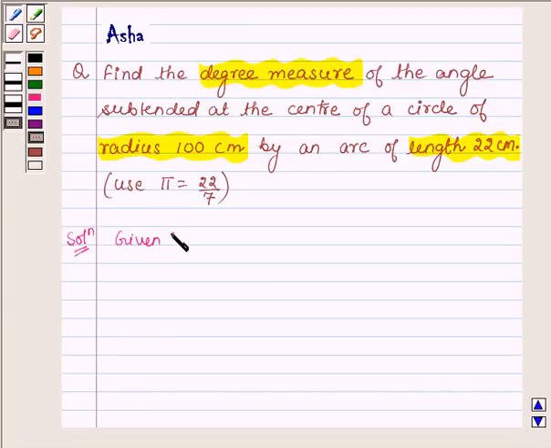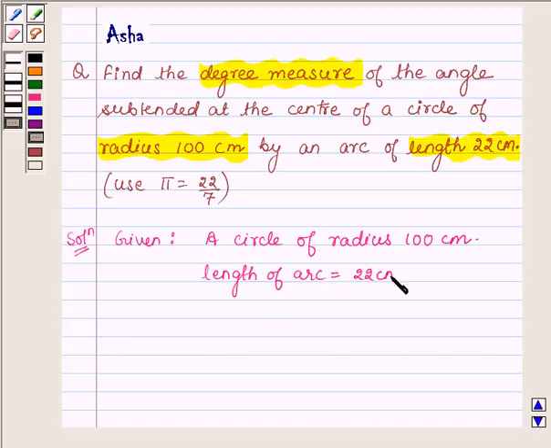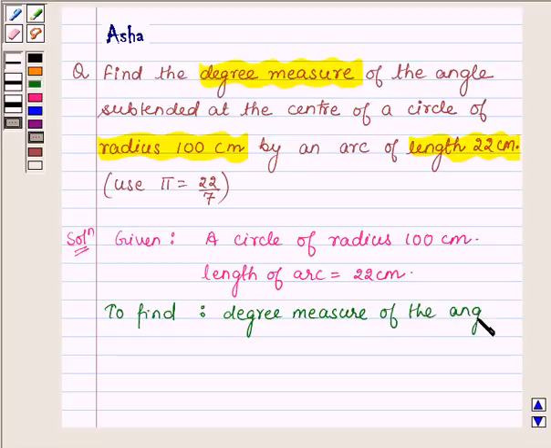And we are given a circle of radius 100 cm and length of the arc is equal to 22 cm, and we are required to find the degree measure of the angle subtended at the center.